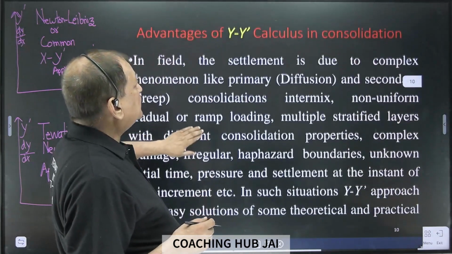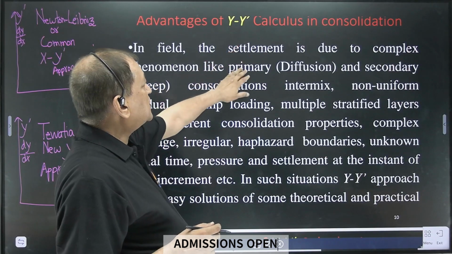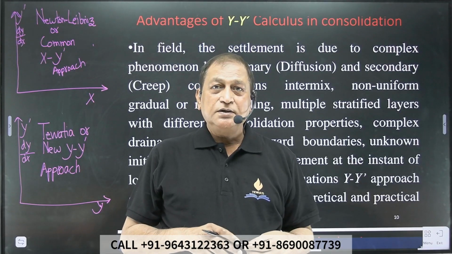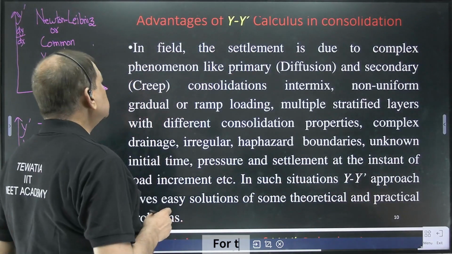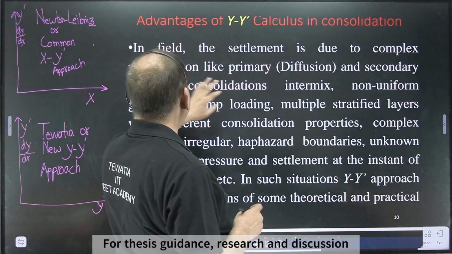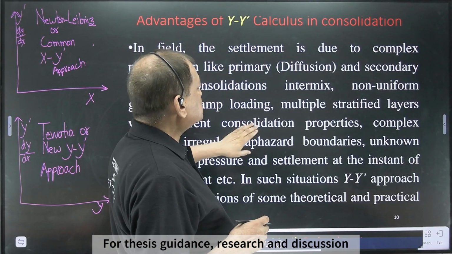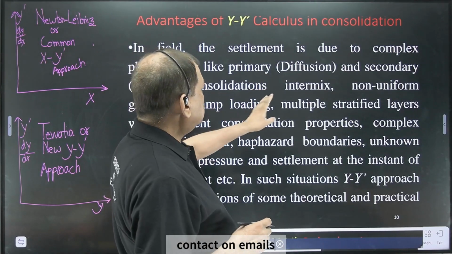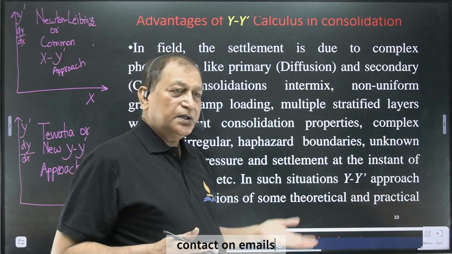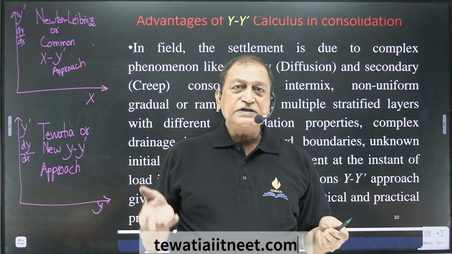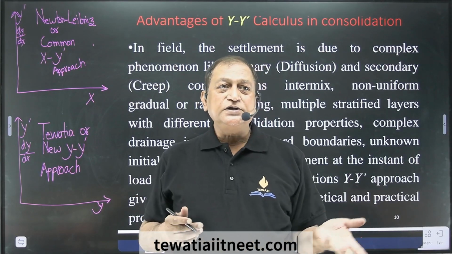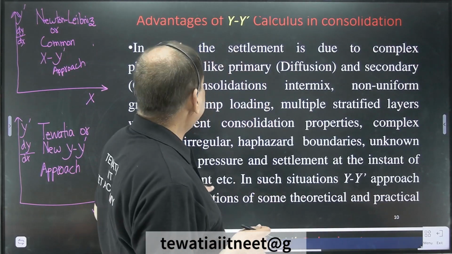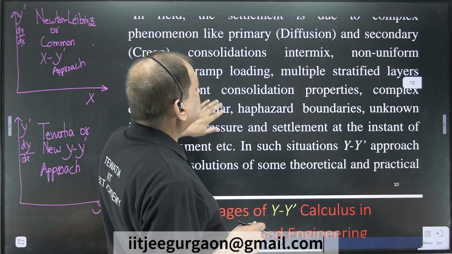So now, what are the advantages of yy dash calculus in consolidation? Because it started with consolidation, soil, let us start with that. What are the advantages? In the field, settlement is due to complex phenomena, like primary, meaning the diffusion equation, and secondary consolidation, meaning creep. They intermix. When we obtain the data in the field, it is not exactly due to primary consolidation, or not even exactly due to secondary. They are intermixing settlements. So it was a problem to filter them.